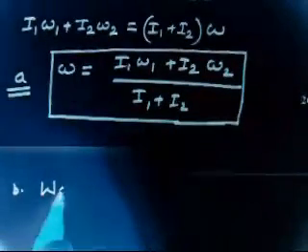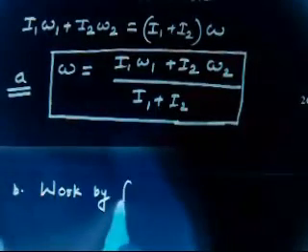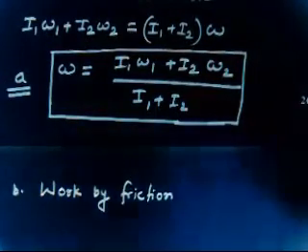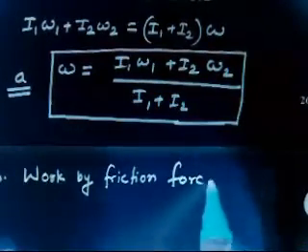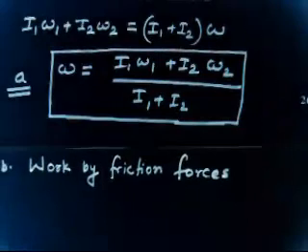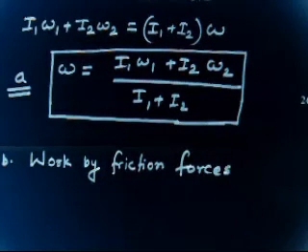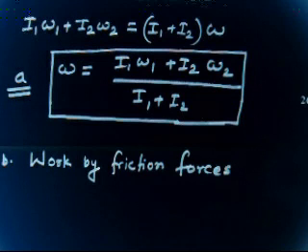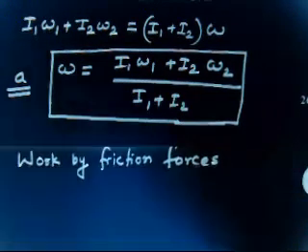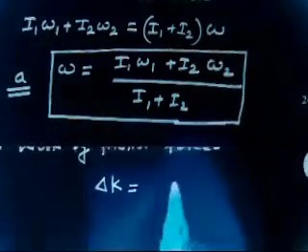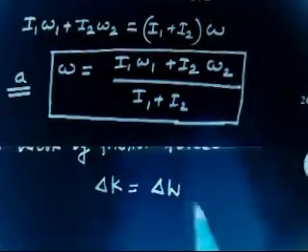Now, how can I find the work done by friction forces? Just think: what are the forces that are doing work? The initial system has some kinetic energy, and finally the system also has some kinetic energy. This change in kinetic energy must be work performed by some force, and there is only one force doing work, that is friction. In this system there is no other force doing work.